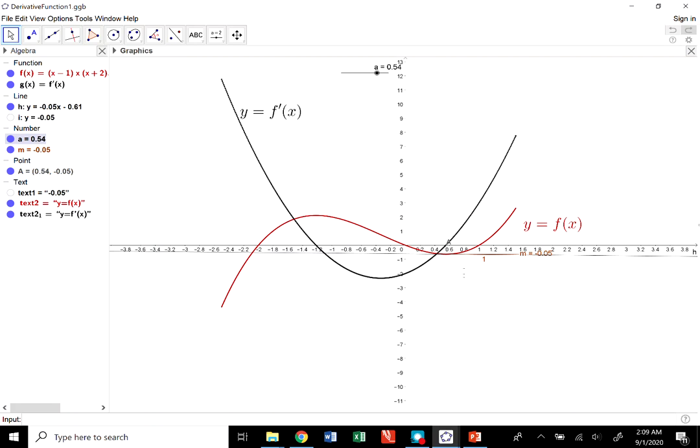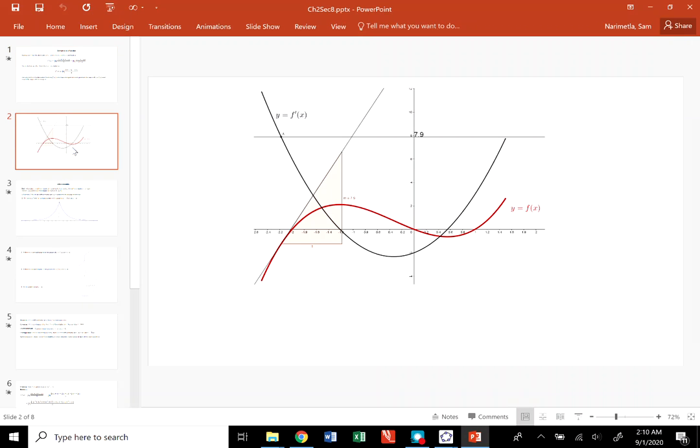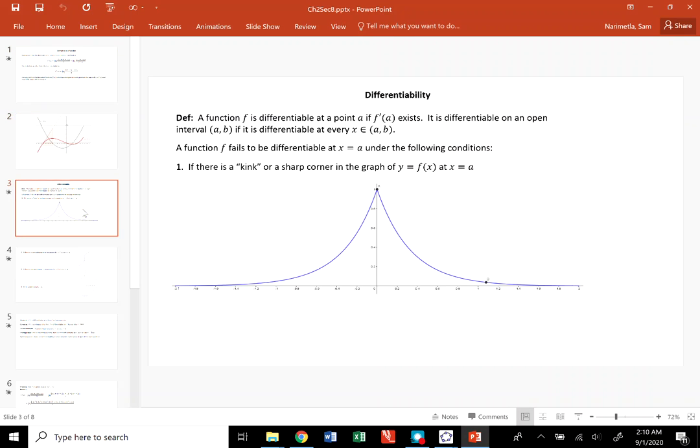Anything else that I need to point out? Okay, so we have derivative as a function. This is what I wanted to talk about first. Cool? All right. Well, that's the graph I just have. Okay. Now we need to get into this concept called differentiability.